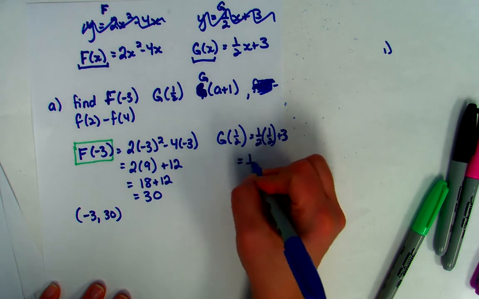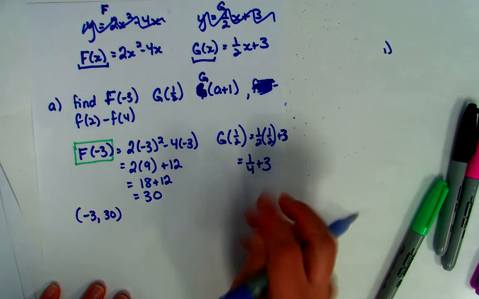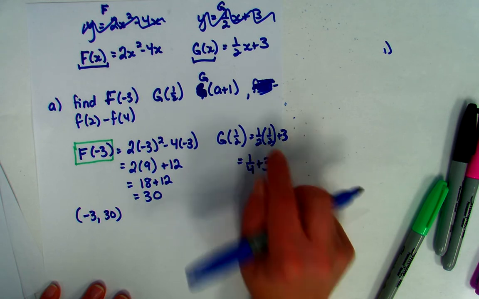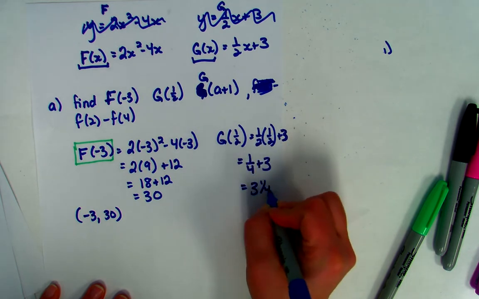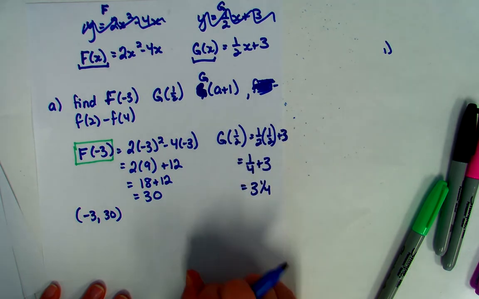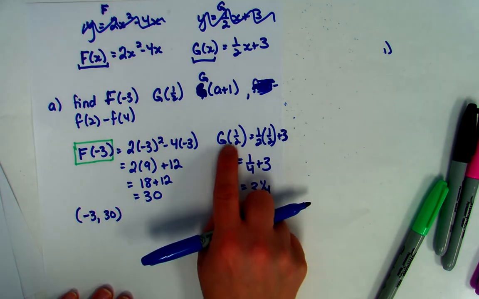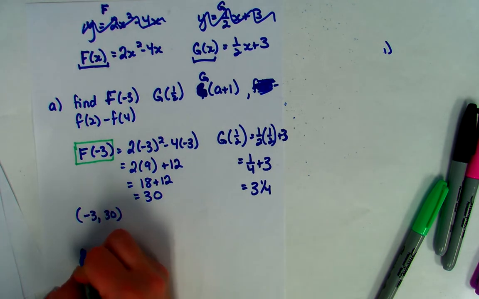So that's going to give me 1/4 plus 3. To multiply fractions, I just multiply the tops, multiply the bottoms, which is going to give me 3 1/4. 1/4 plus 3 is 3 1/4. And I'm done. Notice I don't carry that down because I don't want to be tempted to see that as math. Those are just my instructions.